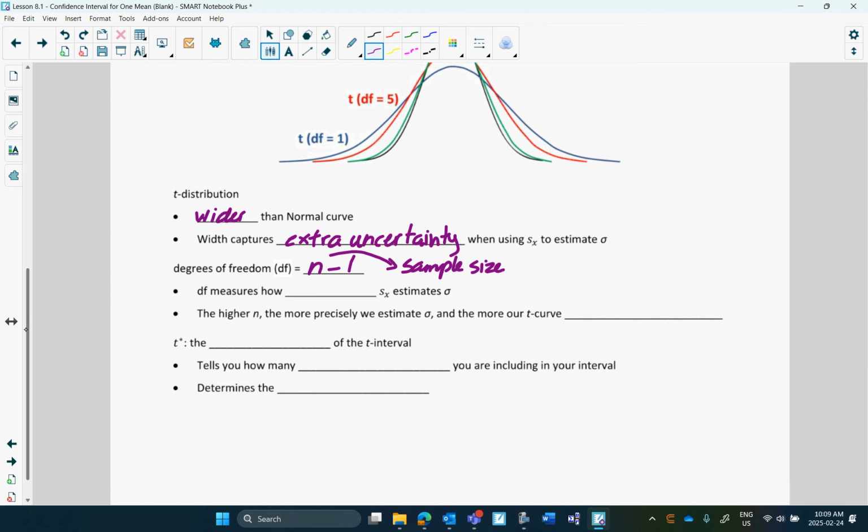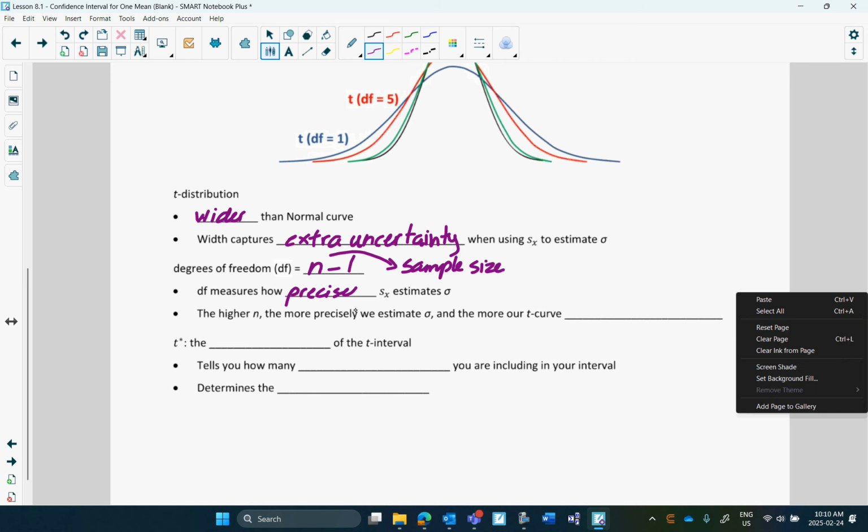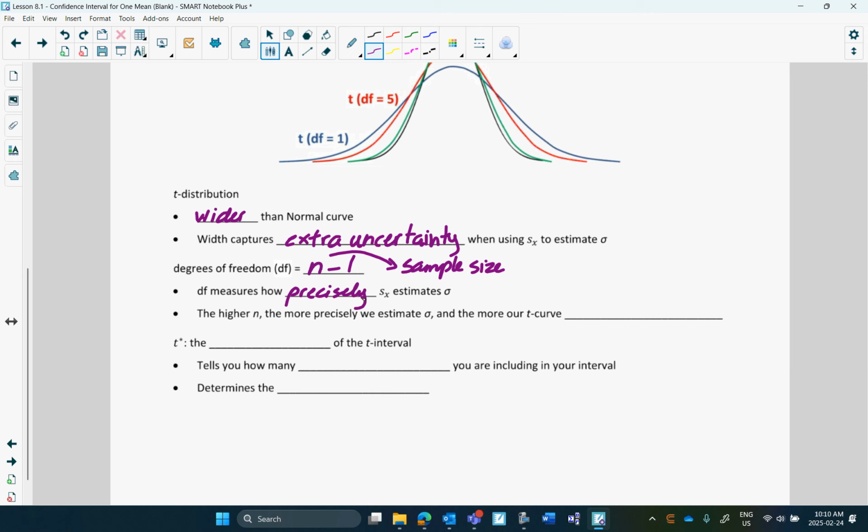So degrees of freedom measures how precisely the sample standard deviation estimates the population standard deviation. And like I said, the higher the sample size, the more precisely we can estimate the population standard deviation, and the more our T-curve approaches normal.